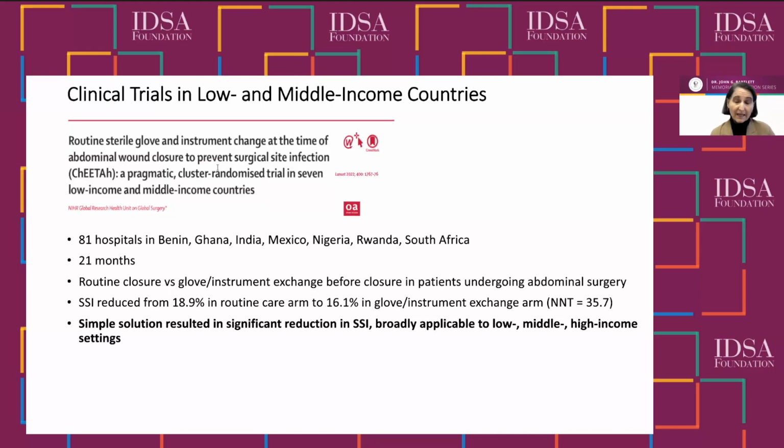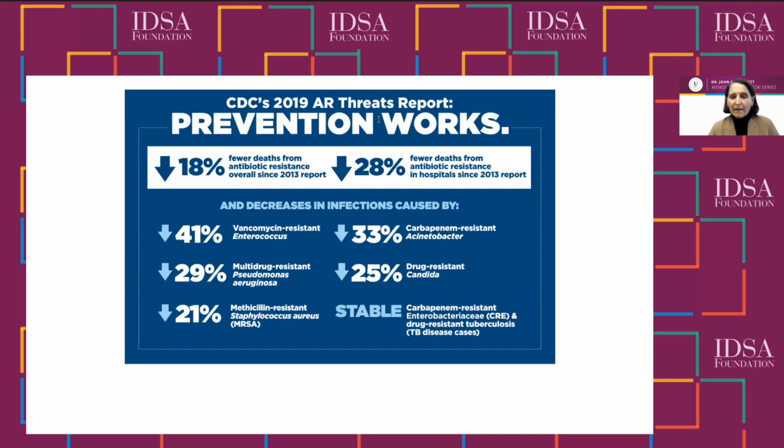If it results in SSI reduction, it should result in antibiotic exposure reduction. And it's broadly applicable to low, middle, and high income settings because of its simplicity and relative small cost. Next slide. So these and other sorts of interventions really resulted in some success. And this is one way that this was measured.